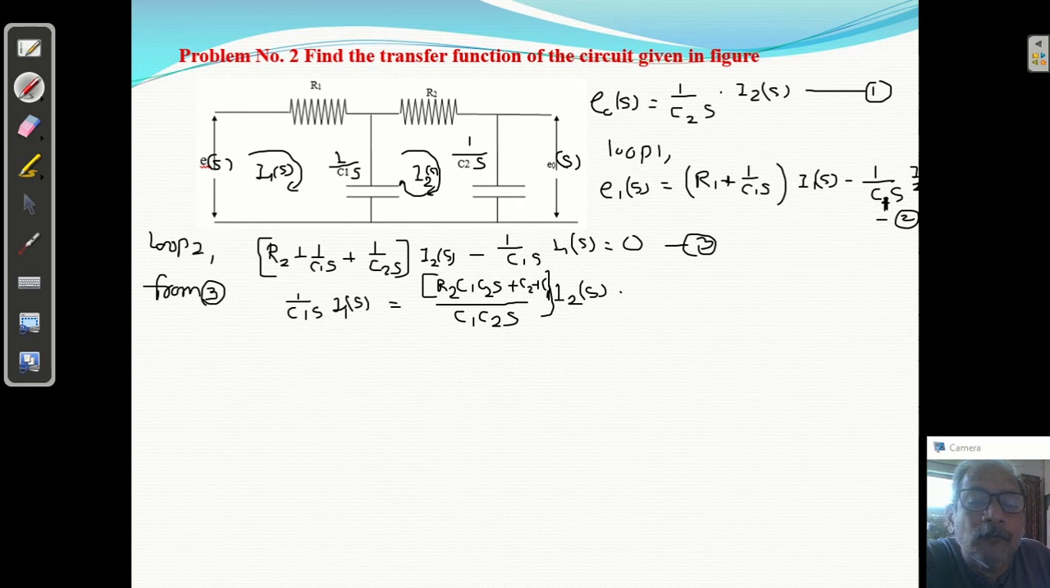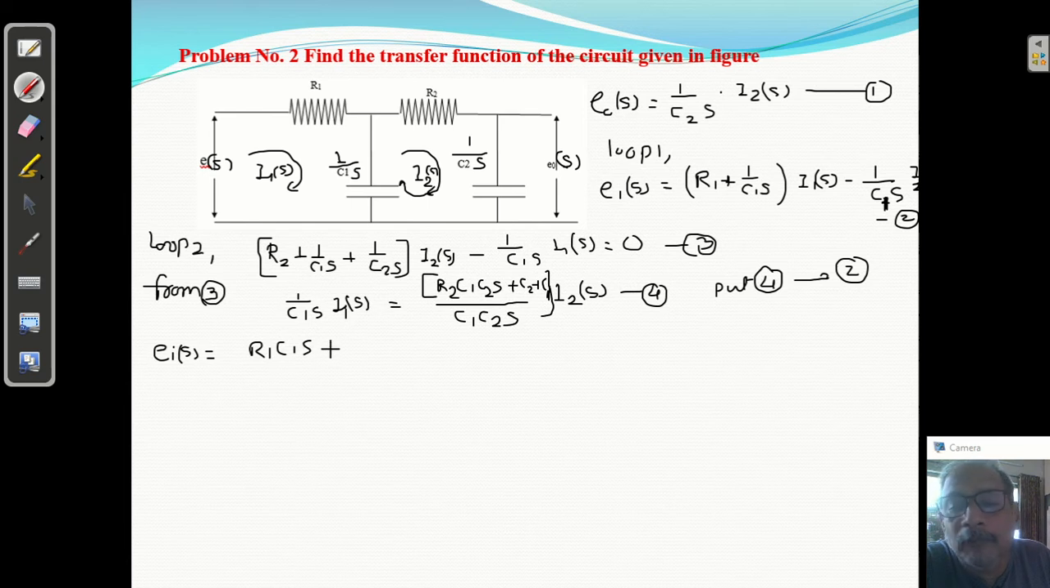I am putting this value of I1 in equation number 2. Why? Because I want two equations, equation number 1 and 5, in terms of only I2. I don't want I1. So when you put it here, E1 of S, that is the input voltage in the S domain, equals R1 C1 S plus 1 upon this C1 S.